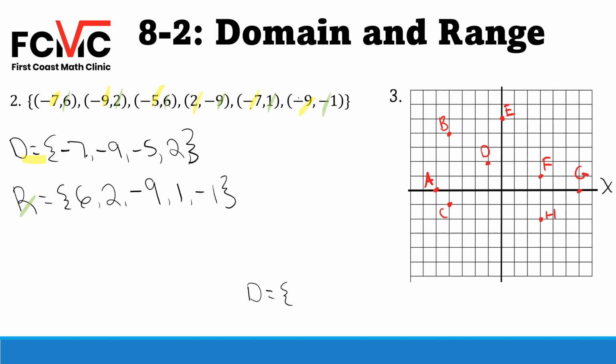Okay, we know our domain is a set of all x values, so let's start with our x values. We know it's our x-axis. This is our positive direction. This is our negative direction. Let's start by finding our negative or smallest x value. So that'd be our A coordinate.